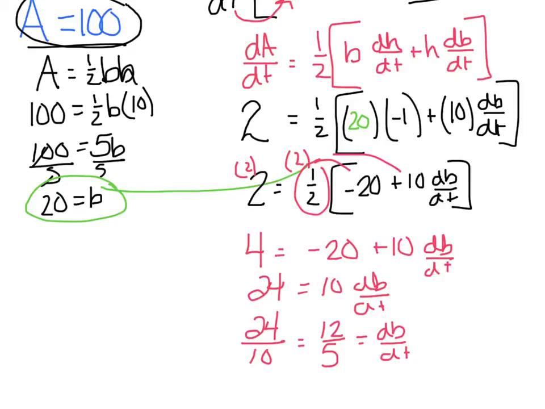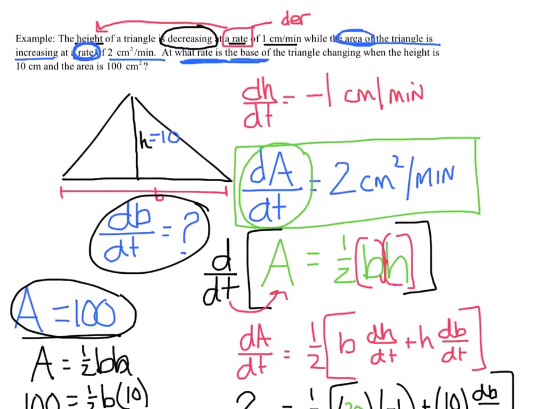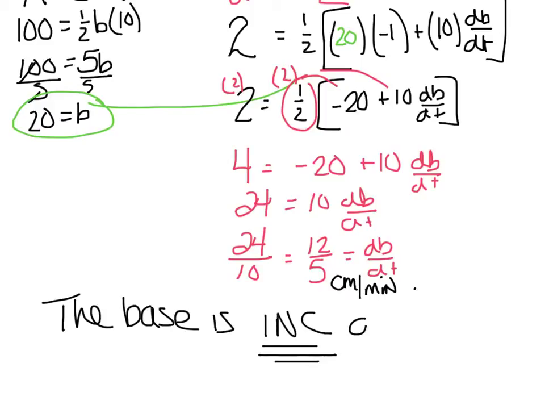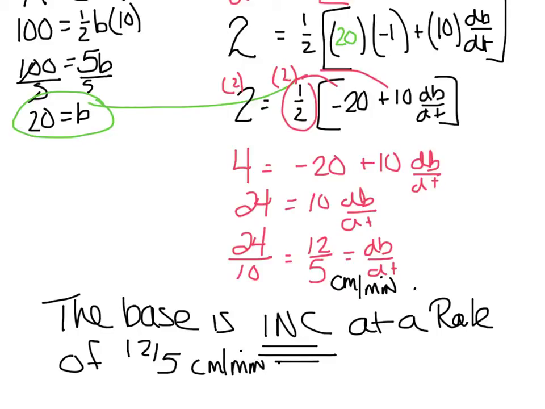Now don't forget, you don't get credit until you slap some units on there. You found something about a base, and you found the derivative of base, so it needs to be a rate. So if I check back here, my units were centimeters per minute. So I've got 12 over 5 centimeters per minute. Now, since I got a positive answer, what is that telling me? Well, it's telling me that the base is increasing at a rate of 12 over 5 centimeters per minute. And the word increasing came because I got a positive derivative.